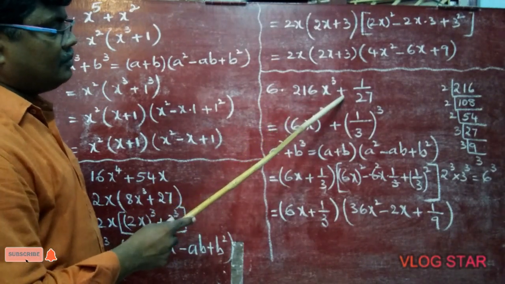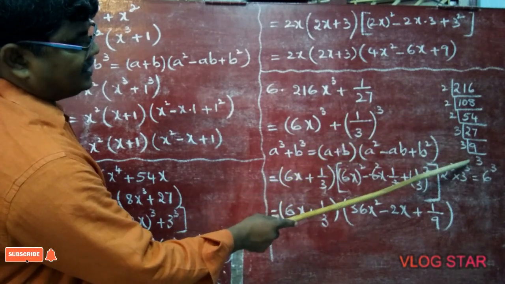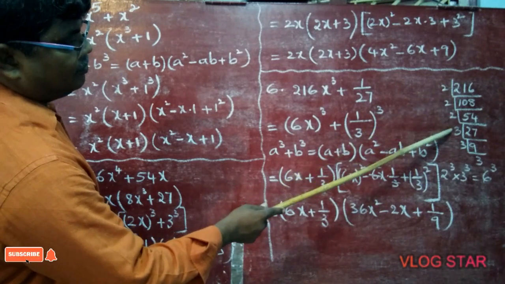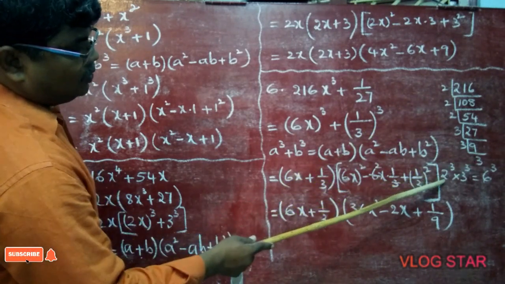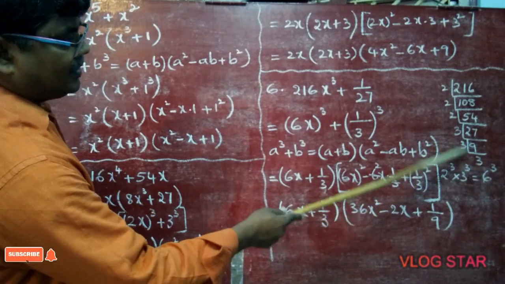216x cube plus 1 by 27. Find factors for 216. You got 2 cube and 3 cube. 2 3s are 6. So 6 cube you can write.